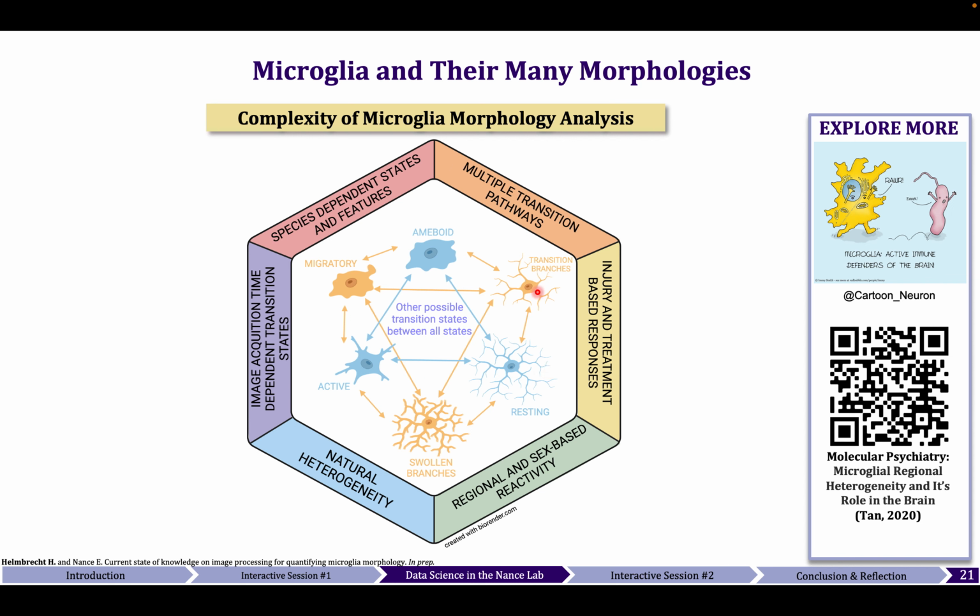They're naturally heterogeneous, so even when you have a healthy brain, not all of your cells are going to be in this shape. They will exhibit all of the shapes at one time, just to different extents. And they also change based on species.